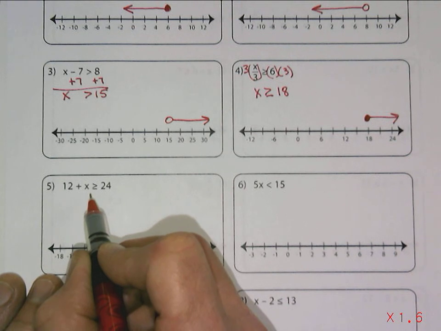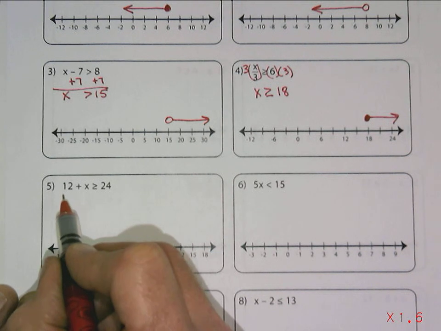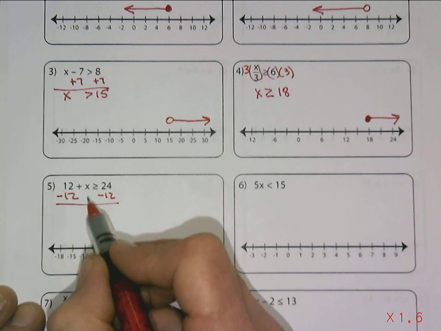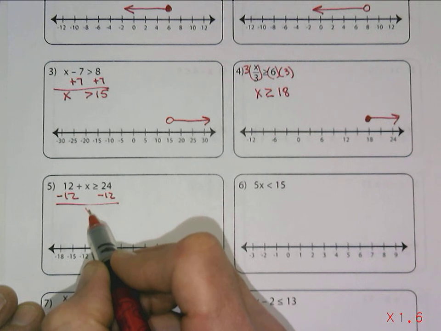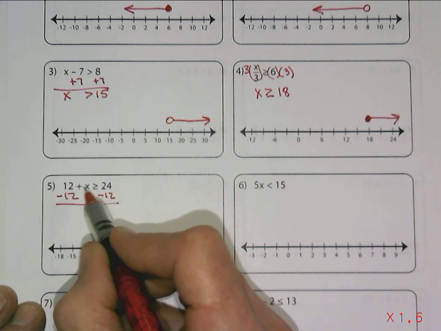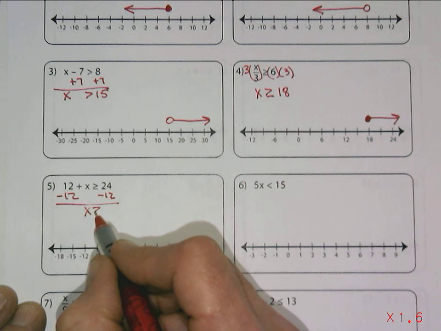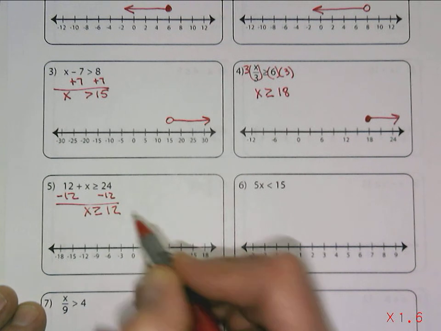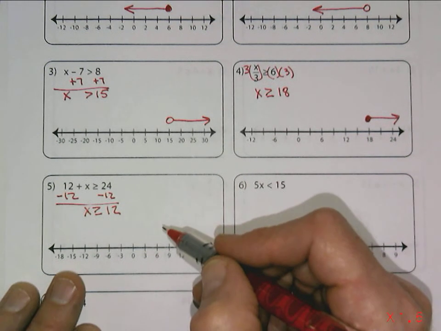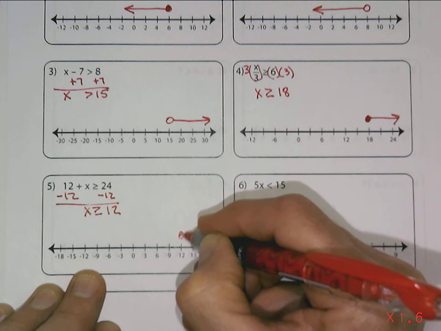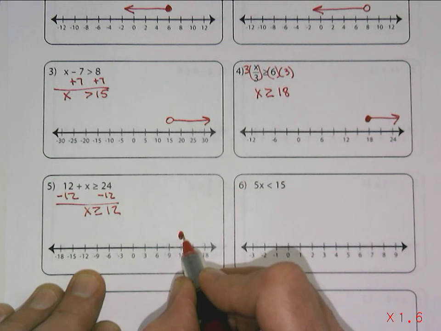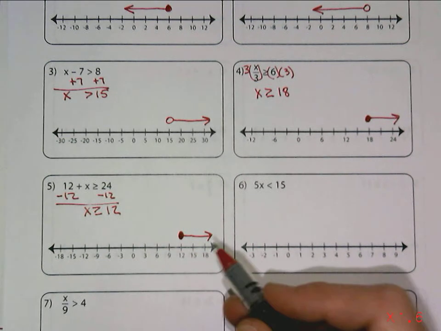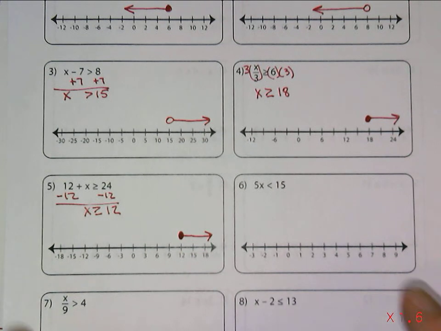Okay, 12 plus x is greater than 24, so I'm going to subtract 12 from both sides so that I can solve the inequality first. So I know that x, bring the x down, it's a positive x, that's all that plus means, it's positive, is greater than or equal to, symbol comes down, 24 minus 12 is 12. So now I can graph it, x is greater than or equal to 12, solid dot, over the 12, to the right.